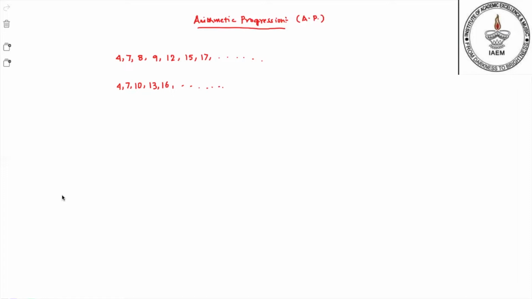amount. What do I mean by differ by the same amount? It means the difference between two consecutive numbers. I repeat, the difference between two consecutive numbers should be same. If the difference between two consecutive numbers is same in a series, we consider it to be an AP, or the numbers are considered to be in arithmetic progression.